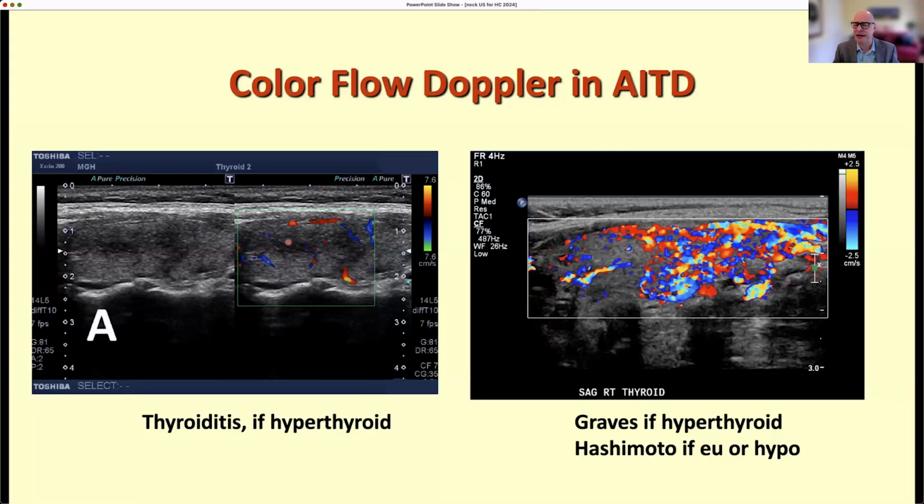But if someone has Hashimoto and they're either euthyroid or hypothyroid, they also can have abundant thyroid flow. So you can't distinguish hyperthyroid Graves' disease from euthyroid or hypothyroid thyroiditis, but you can distinguish Graves' disease from hyperthyroid thyroiditis, and that is because you don't see any flow in thyroiditis and you see it in Graves' disease. I want you to be very clear on this, and I want to stop for a second to see whether there are questions on this.